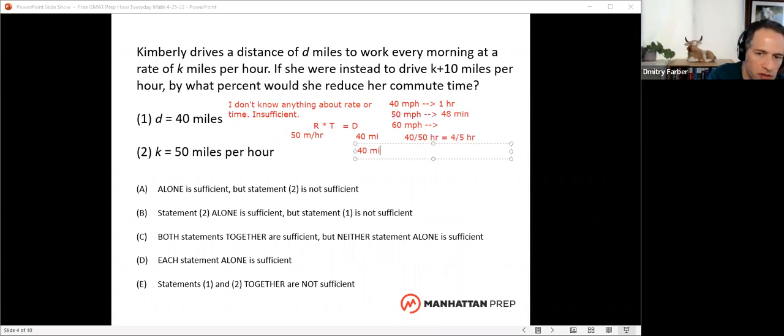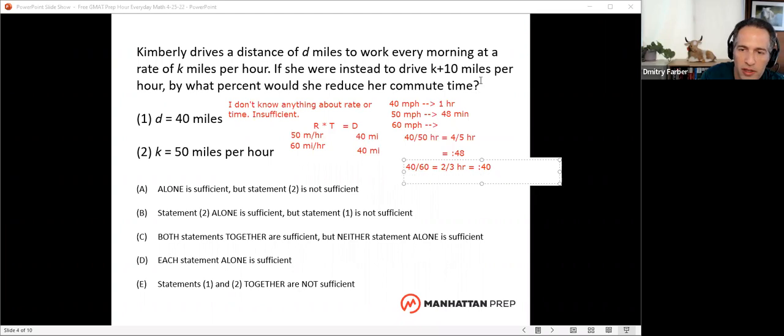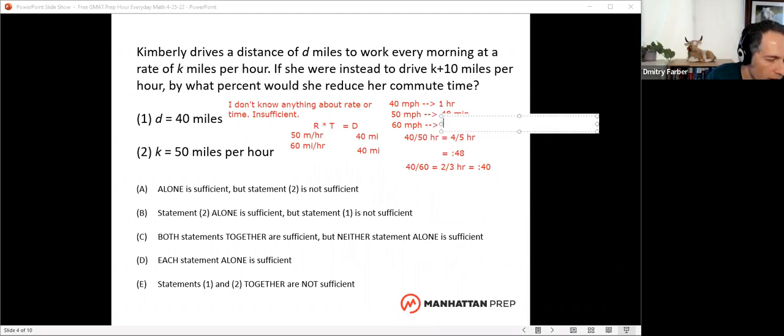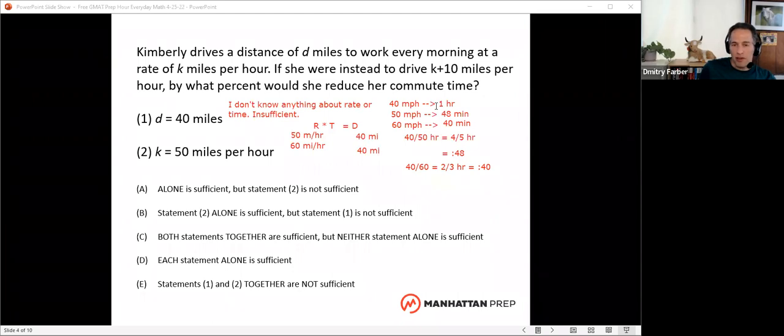I could do, okay, what if she's going 40 miles at 60 miles an hour? So I do 40 over 60 equals 2/3 an hour. A third of an hour is 20 minutes. That's 40 minutes. So one thing that's really interesting about this is that the marginal gain as you go up faster starts to dip. Going up by 10 miles an hour saves you 12 minutes when you're going 40, but it only saves you 8 minutes when you're already going 50.